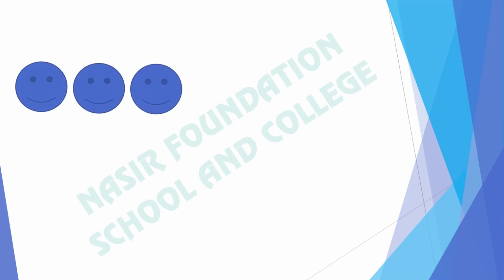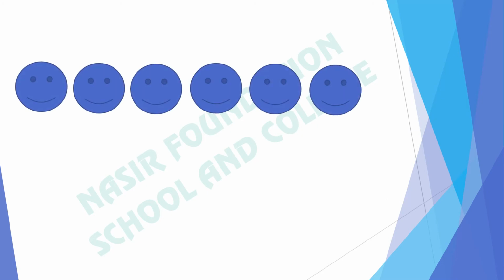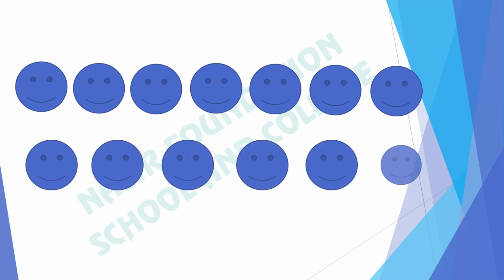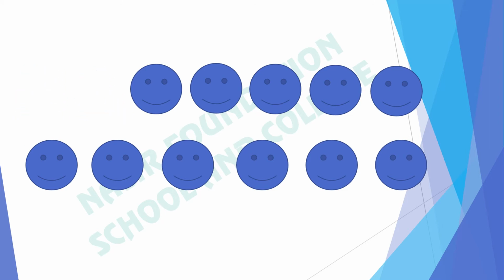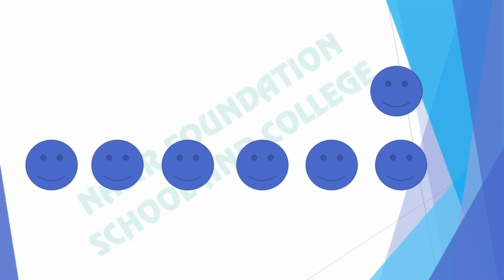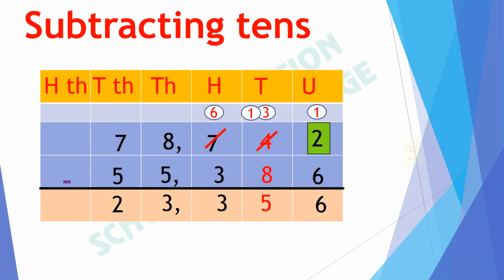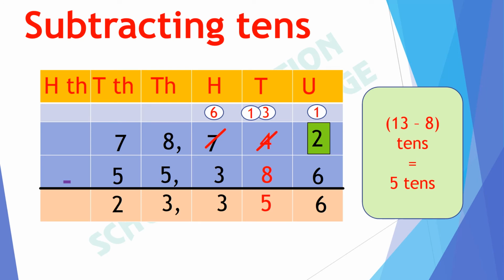From 13 we have to subtract 1, 2, 3, 4, 5, 6, 7 and 8. Here we are left with 1, 2, 3, 4 and 5. If we subtract 8 from 13, we are left with 5. So we will write 5 in tens column.